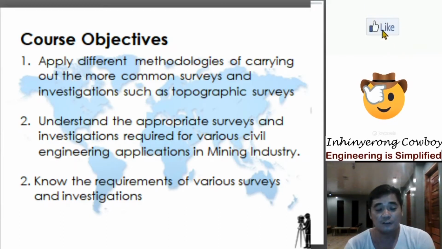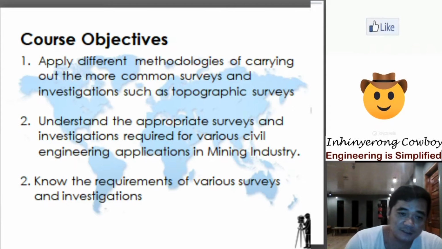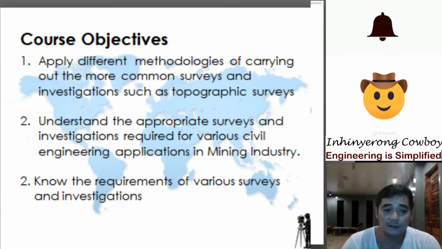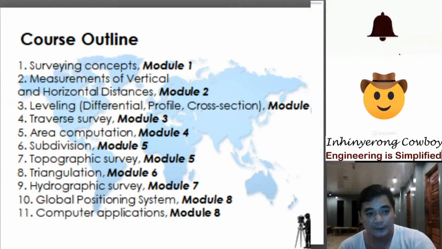Okay, so our objective, guys: number 1 is to apply different methodologies of carrying out the more common surveys and investigations such as topographic surveys. Number 2, understand the appropriate surveys and investigations required for various engineering applications. Then number 3, know the requirements of various surveys and investigations.